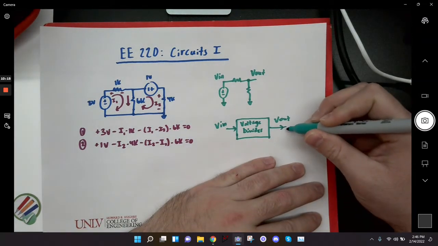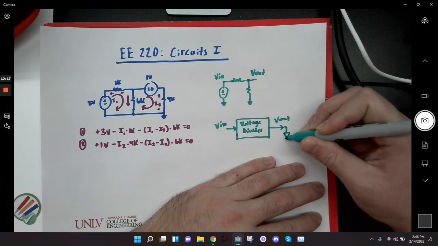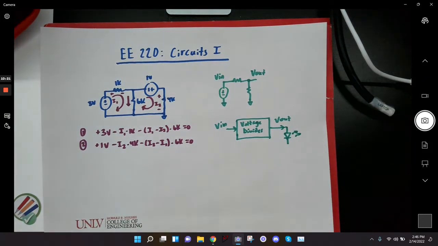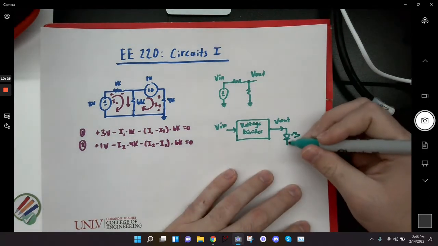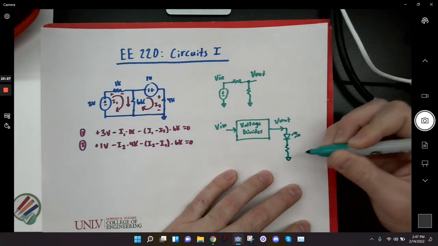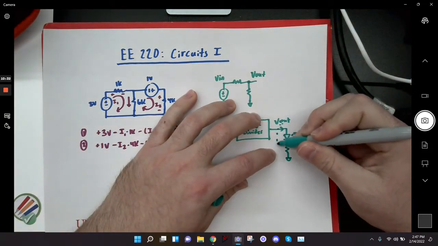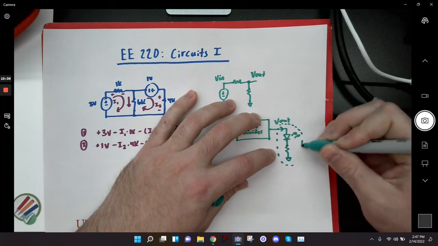So I would connect an LED out here. That's what an LED looks like if you look at the symbol. It's a diode with a couple of arrows to show that there's light being emitted. And then we'll just connect a resistor to limit the current. So right here, this circuit would be my load.